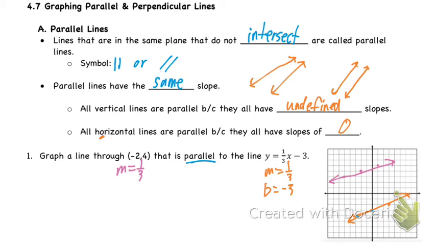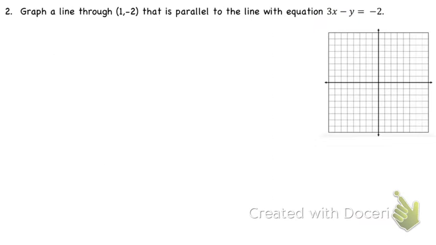Questions on that? Let's try another one of those. Graph a line through 1 comma negative 2 that is parallel to the line with the equation 3x minus y equals negative 2.